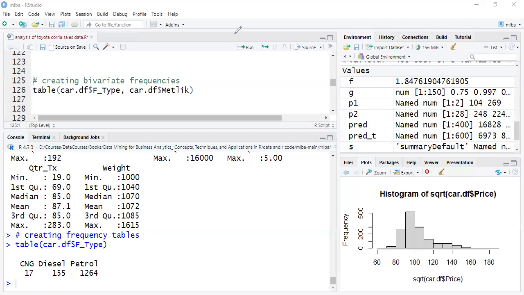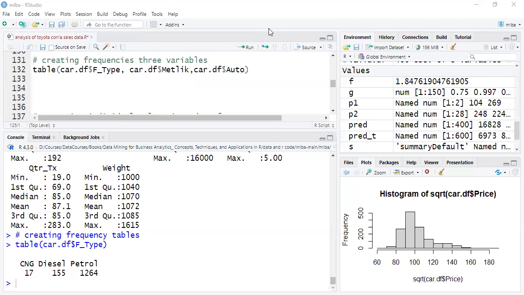You can generate a two-way table, which is referred to as a contingency table. What is a contingency table? A contingency table is a two-way table.